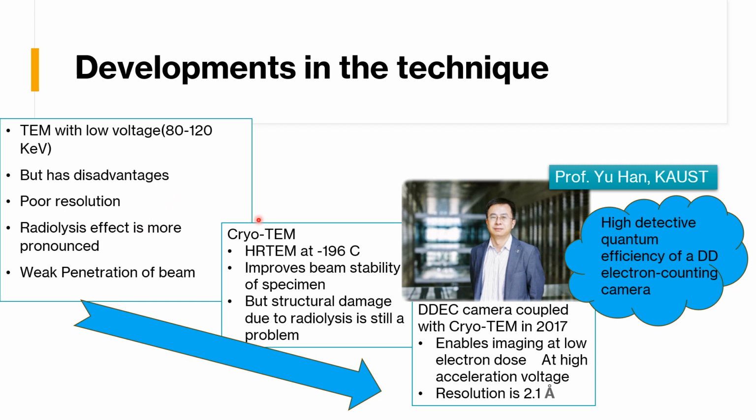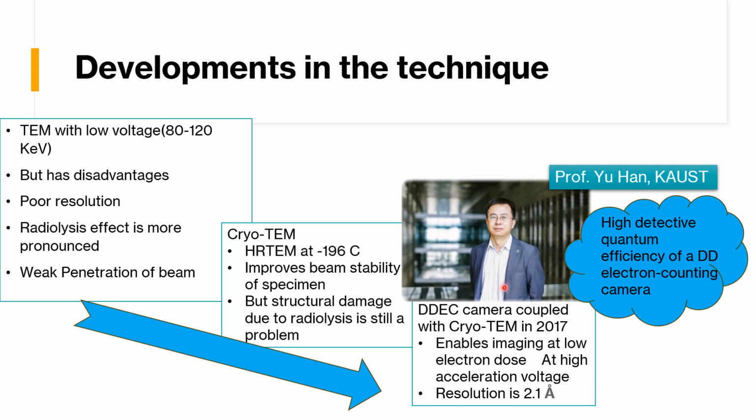Then the technique improved, and cryo-TEM came. Cryo-TEM means HRTEM was performed at very low temperature, that is liquid nitrogen temperature, which is minus 196 degrees Celsius. This improved the beam stability. But again, since low voltage was used, the radiolysis effect was still there, which was doing structural damage to the metal organic frameworks.